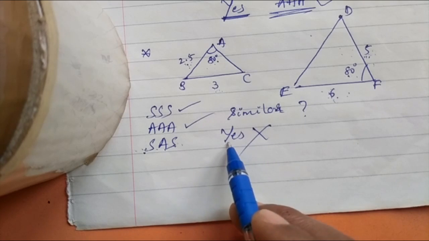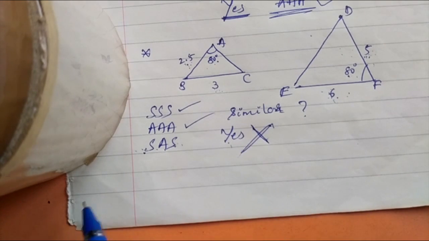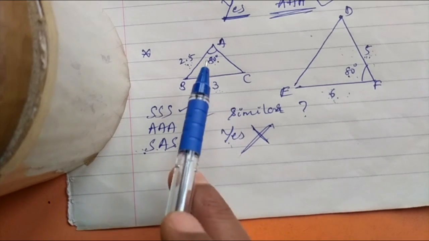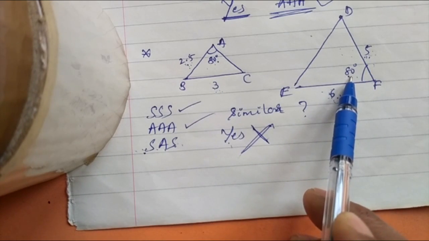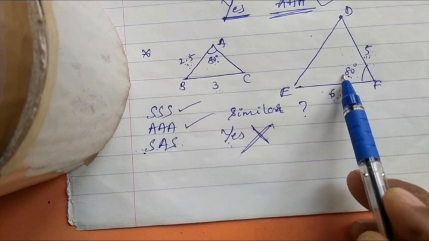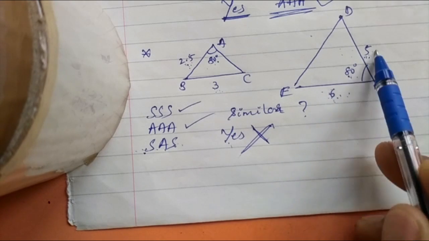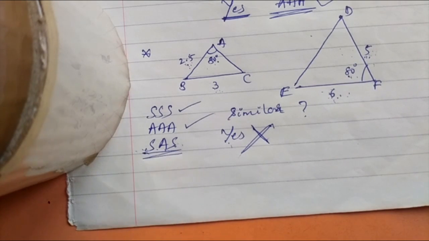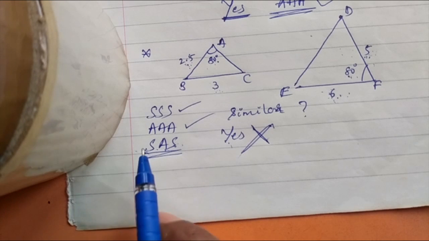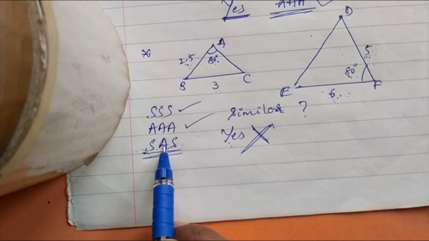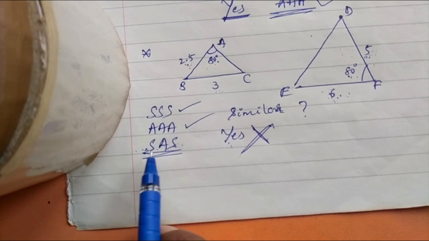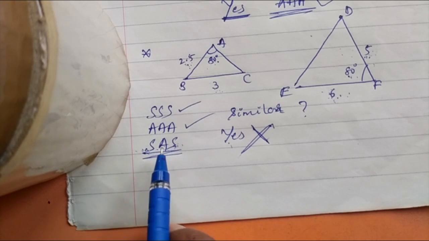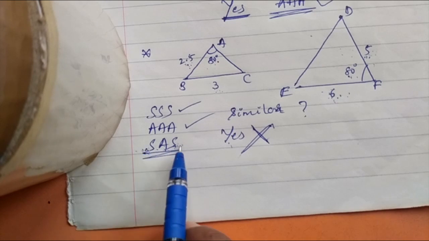It is SAS, no? But I say it is wrong. How? The reason is, two sides are in proportion, correct. 80 degree is equal to 80 degree, correct. But the problem is this 80 degree is not between the two sides. Look at what SAS says to us. The equal angle should be included between the two sides. SAS meaning is this equal angle should be between two sides.